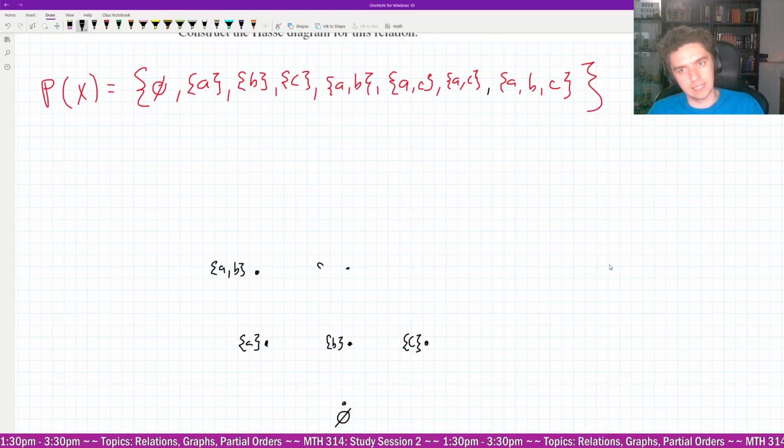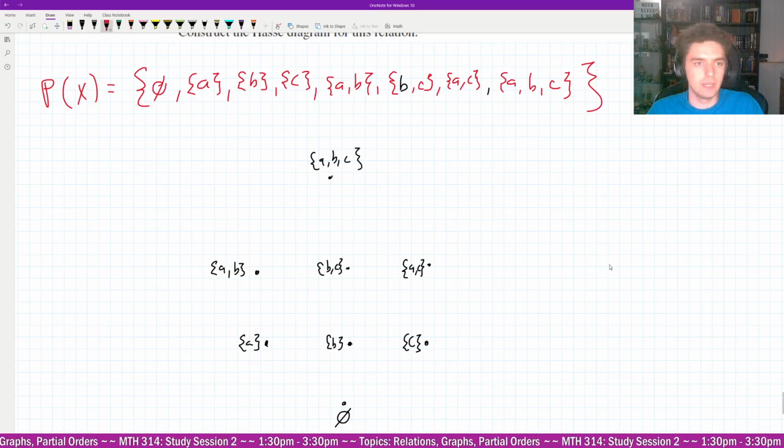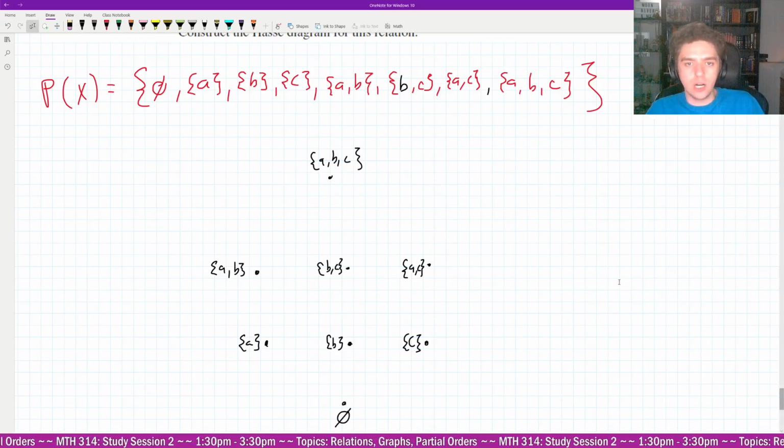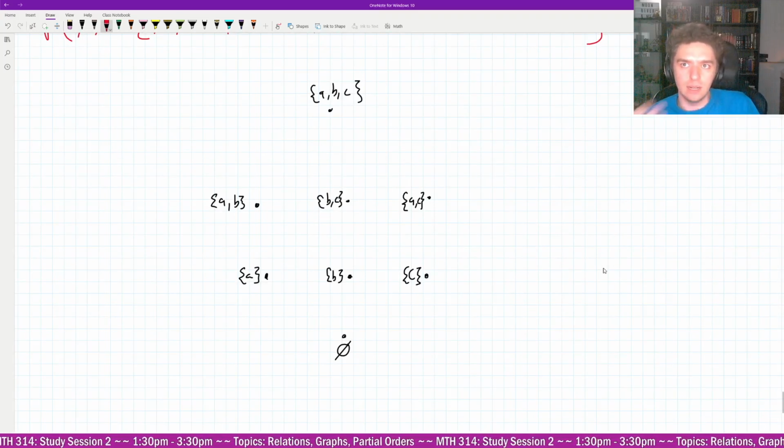I wrote AC twice. Whoops, I meant BC. Okay, BC. And I will have the set AC here. And then finally, I'm going to have the set ABC there. Okay, so now we draw all of the relations here. So again, this is not the Hasse diagram yet. I'm just going to draw the graph, and then we're going to turn that into a Hasse diagram.